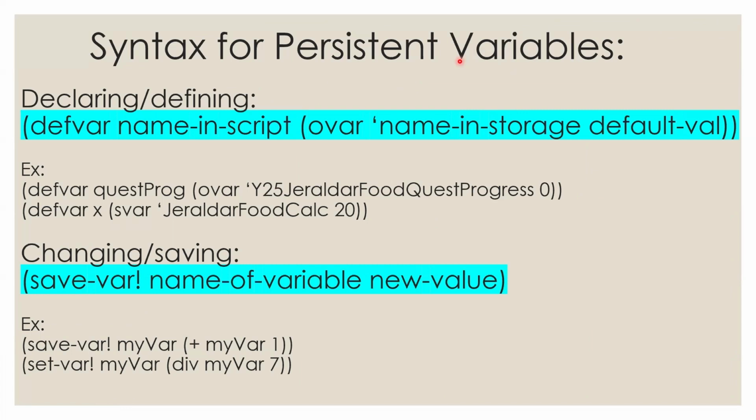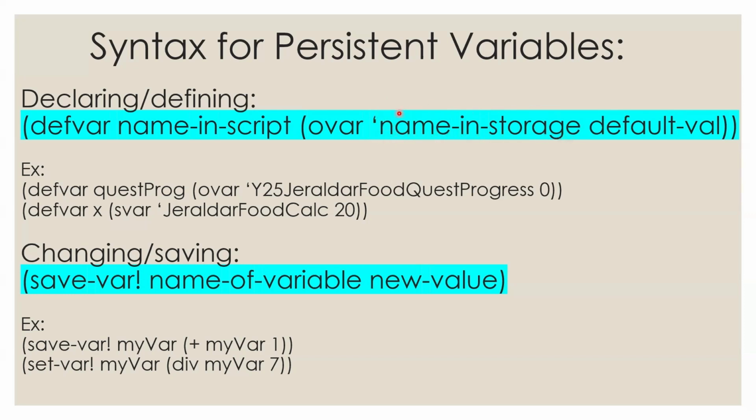So here are some guidelines for creating persistent variables. You need to use the define variable function. You give it the name that you're going to use throughout the script. I like to keep this something kind of short, easy to type. And then open parentheses, we're going to use the ovar function. It just means we're defining an ovar variable, and they use a single quotation mark, otherwise known as a backtick.